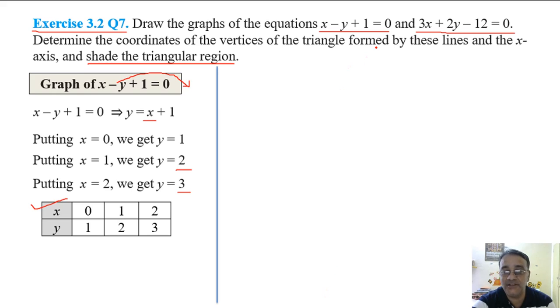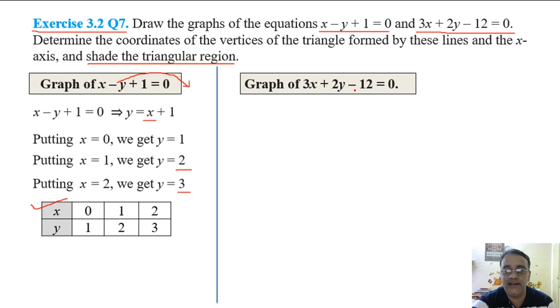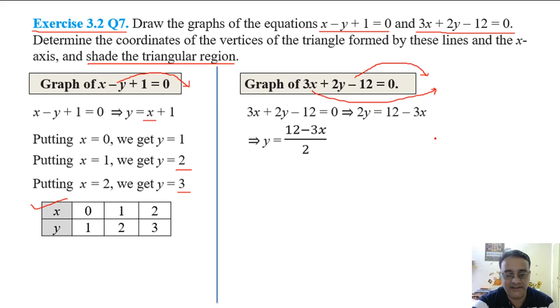For next equation, 3x plus 2y minus 12 is equal to 0. Shift minus 12 to this side, plus 12, and 3x to this side, minus 3x. So what you will get is y equal to 12 minus 3x upon 2. Right. So we can take any first value, we can take 0 also. If you take 0, we'll get 12 by 2, that is 6.